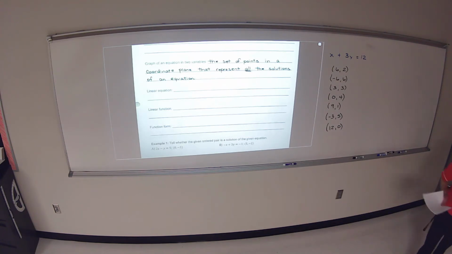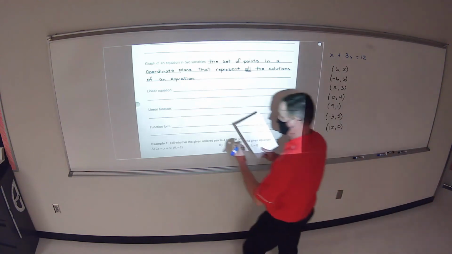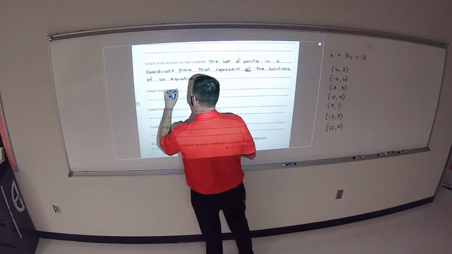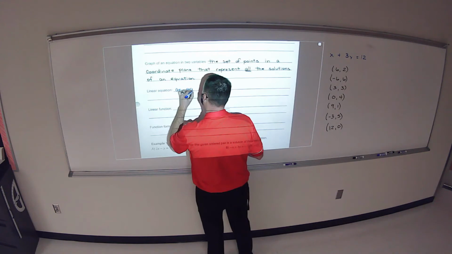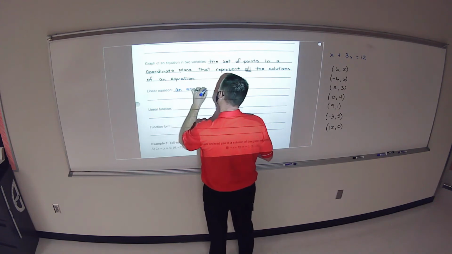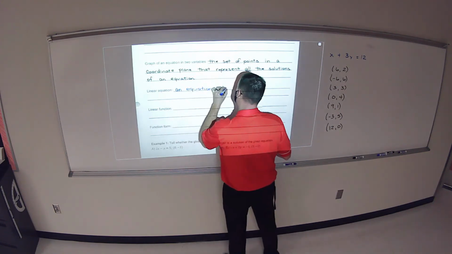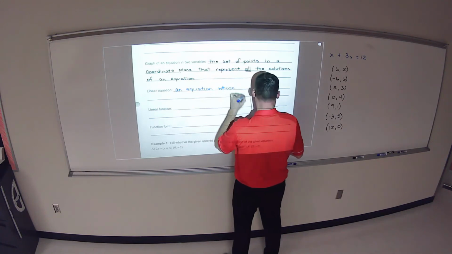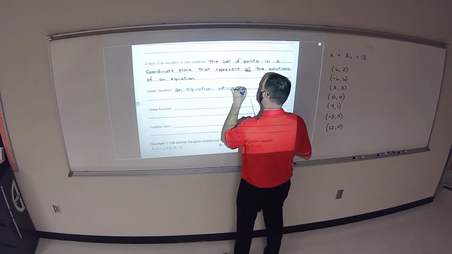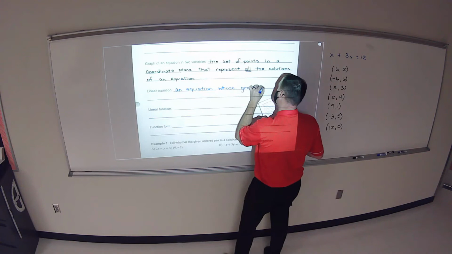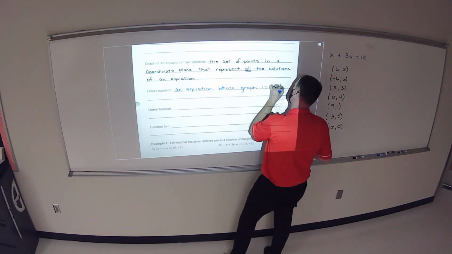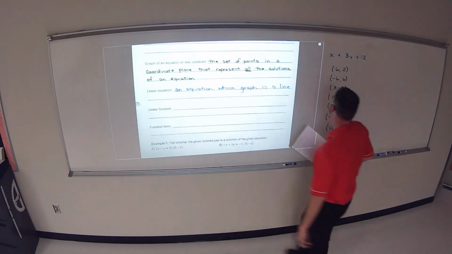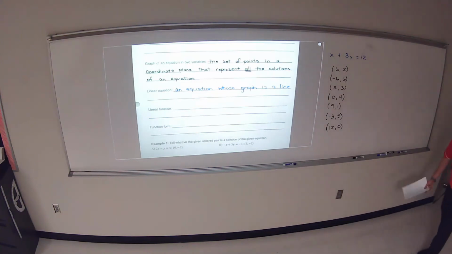Here's what a linear equation is. This is an equation whose graph is a line. A linear equation, whose graph is a line.